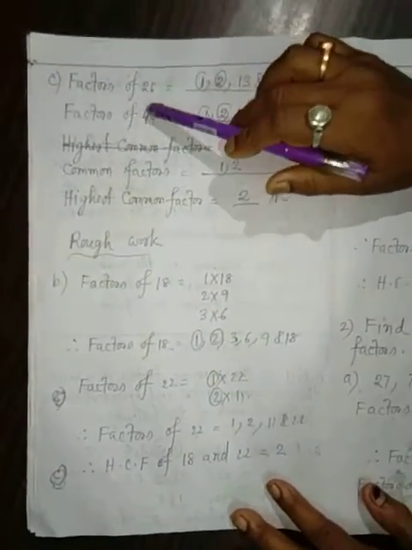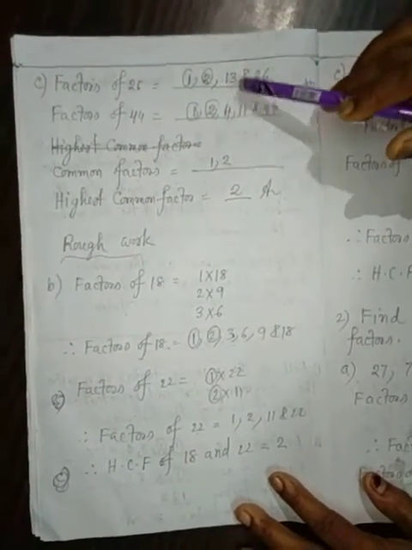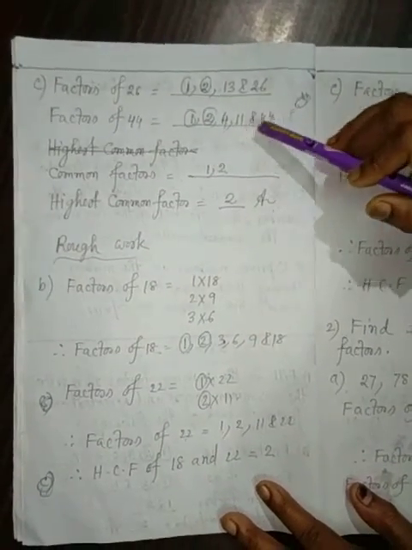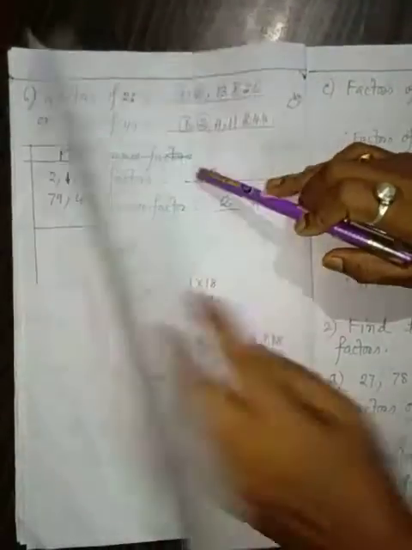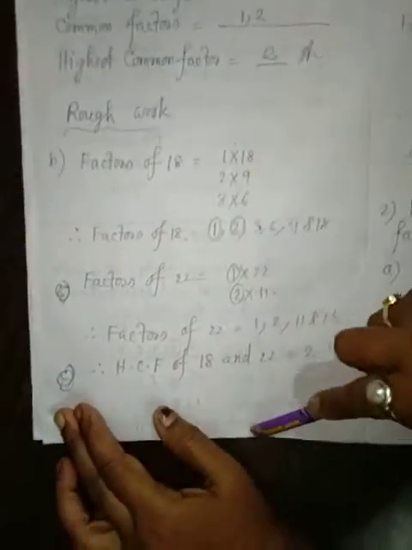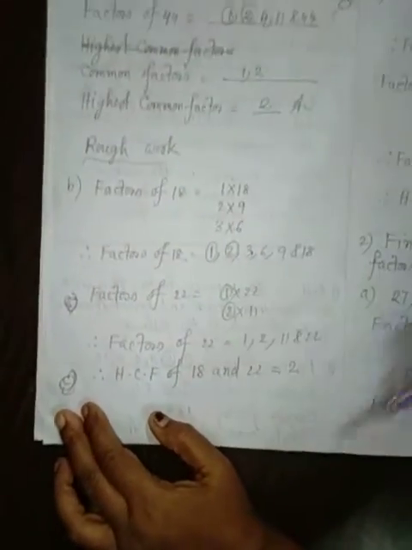Number C. Factors of 26: 1, 2, 13 and 26. Factors of 44: 1, 2, 4, 11 and 44. Common factors 1, 2. Highest common factor 2. Okay, now I show you the details of the maths: 1, A, B and C.